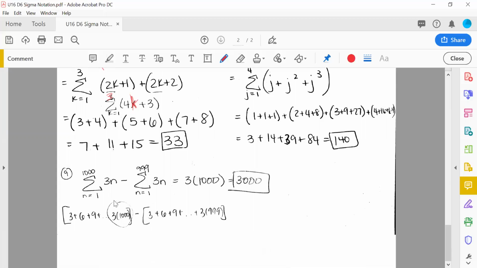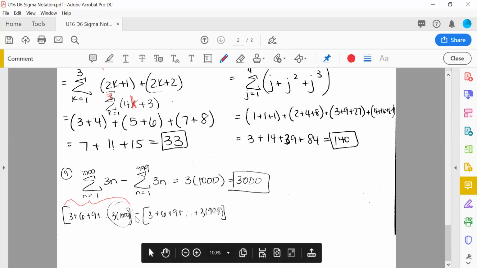Oof, this looks tough. Sum as n goes from 1 to 1,000 of 3n minus the sum as n goes from 1 to 999 of 3n. Well, let's start with this sum right here. This is this. So it's going to be 3 times 1, 3 times 2, 3 times 3, all the way up to 3 times 1,000. And then minus this term right here.